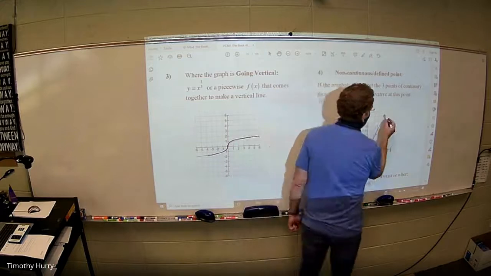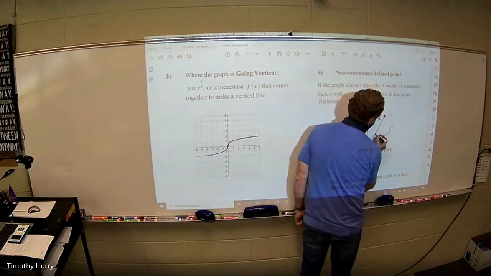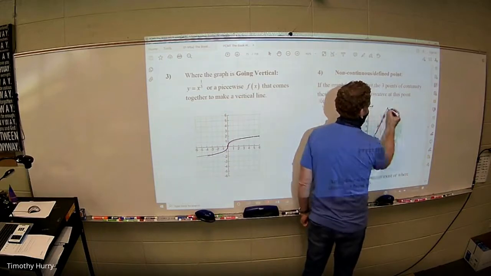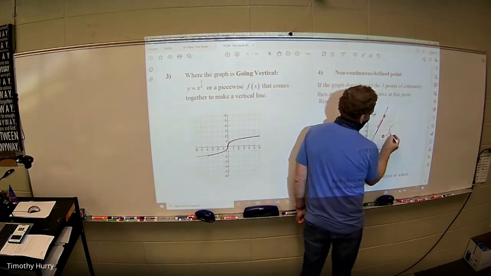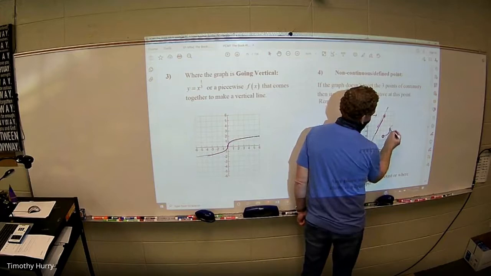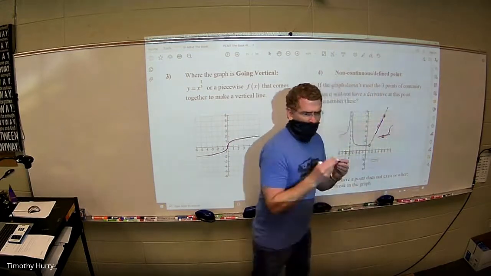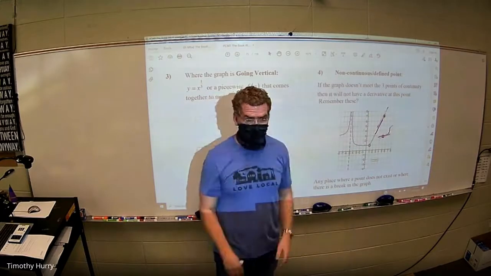Because even right here, if this was point P and this was Q, as I bring Q closer and closer and closer, that secant line becomes that tangent line. But look over here, as I bring Q closer and closer and closer, the secant line becomes that tangent line. Well, they're different and they're not connected. So I can't say that there's a derivative there.